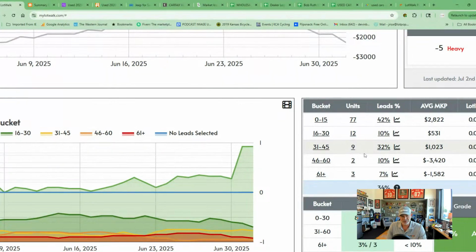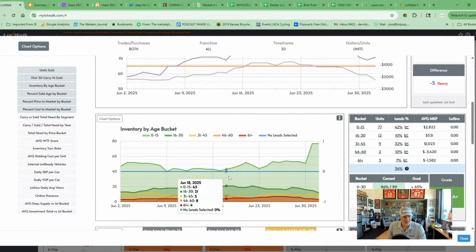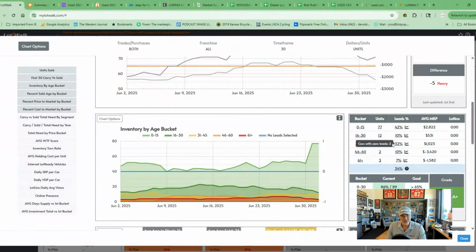Now, there could be 1 or 2 cars in there. And here's the thing. If it's increasing or decreasing, trend it out. Is it going up? Look at that. So there's only 9 cars, 31 to 45, but 32% of my leads are sitting on those cars. And by the way, 2 of the 9 don't have any leads at all. So really 32% of his active leads are on 7 cars in that bucket. So that's one aspect that you want to take a look at.